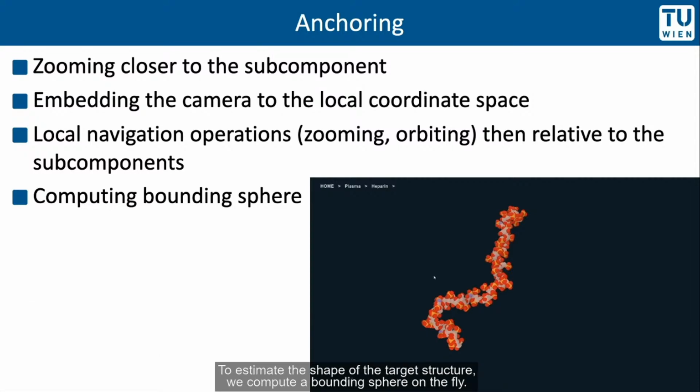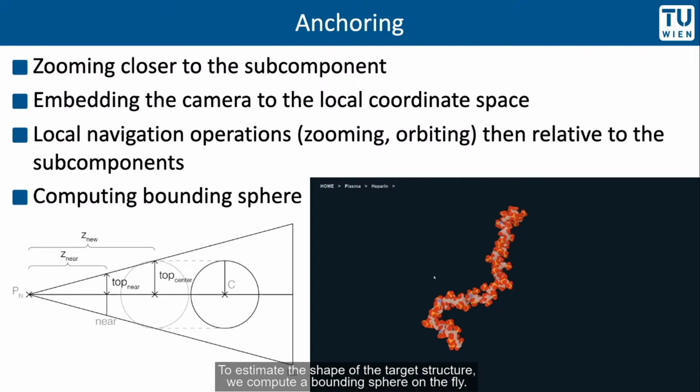To estimate the shape of the target structure, we compute a bounding sphere on the fly. We then use the parameters of the projection to calculate an optimal camera position to fit the bounding sphere maximally in a screen.